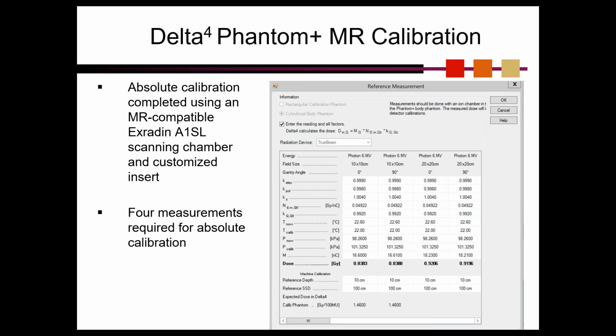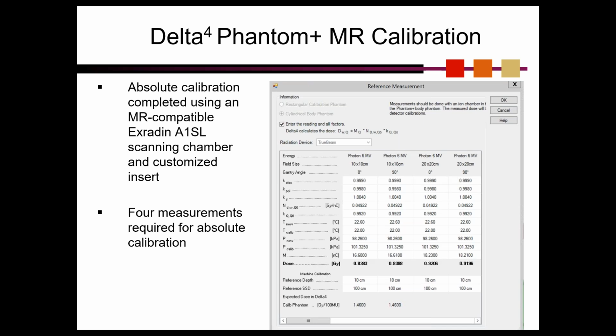So now what I'd like to do is go through our experience using the Delta4 MR, starting with the calibration of the unit. An absolute calibration for the Delta4 was performed in an identical fashion to that of a standard non-MR compatible Delta4 Phantom Plus unit. By that I mean an ionization chamber was inserted directly into the Phantom unit using a custom insert, and a series of reference fields were measured at different field sizes and gantry angles.